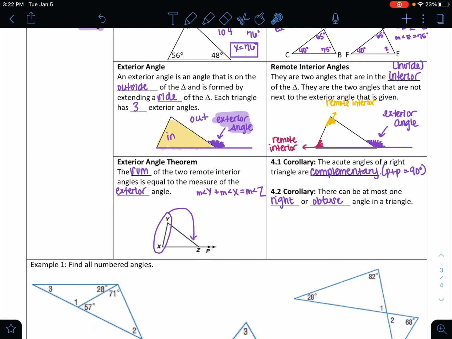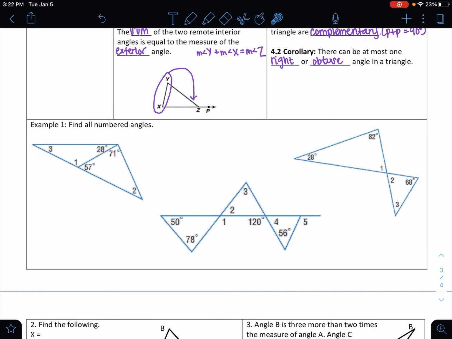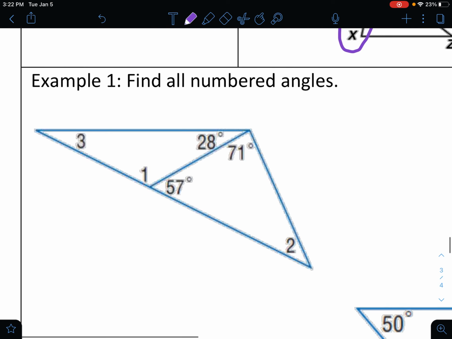Okay. There can be at most one right or obtuse angle in a triangle, so you cannot have more than one right or obtuse angle in a triangle. It's impossible. So, example 1: find all the numbered angles. Let's get into it.